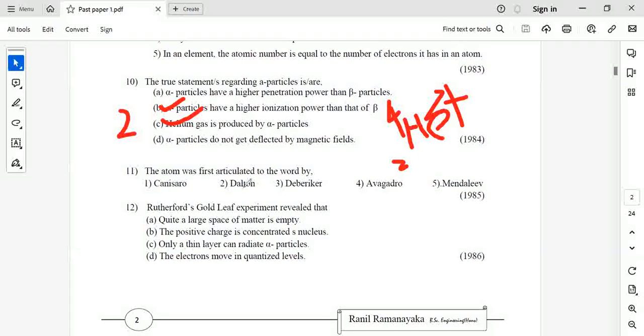The atom was first articulated by Dalton. Dalton stated about the atom. Rutherford's gold-foil experiment revealed that quite a large space of matter is empty. Yes, son, the gold foil contains empty atoms. Positive charge is concentrated as the nucleus.